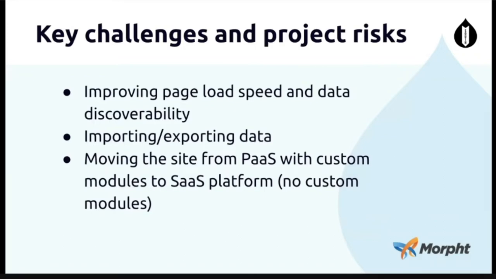So, the key challenges and project risks. We were aware we had many challenges to solve in this project, and we were not 100% confident that everything would work, and there was a level of risk in the project. We aimed for an MVP and knew there would be some unresolved features and functionality that would not get delivered in the initial launch for November.